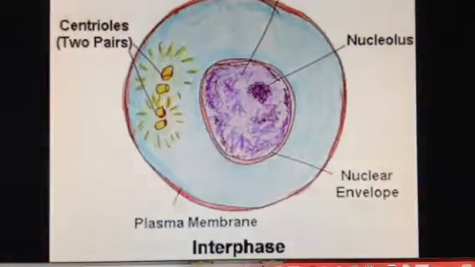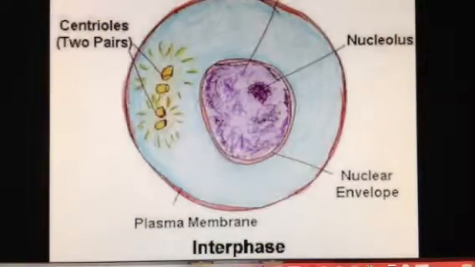Let's start talking about interphase. Now, interphase is one of the most important parts of the cell cycle, and probably the longest. This is where the cell's DNA replicates and duplicates itself from chromatin, and it gets ready to form into a chromosome. Also, this is where the cell grows and develops, to help it get ready for mitosis.